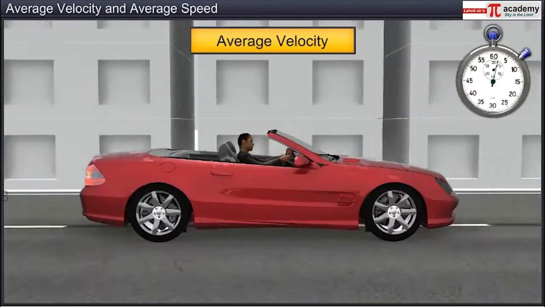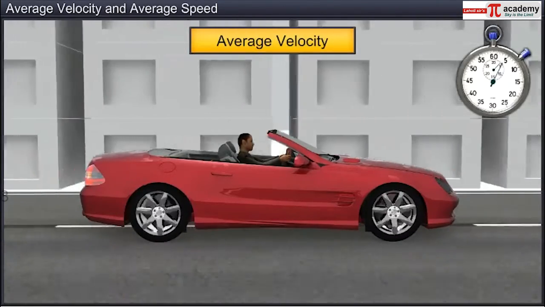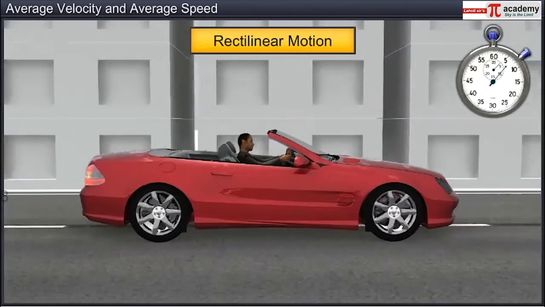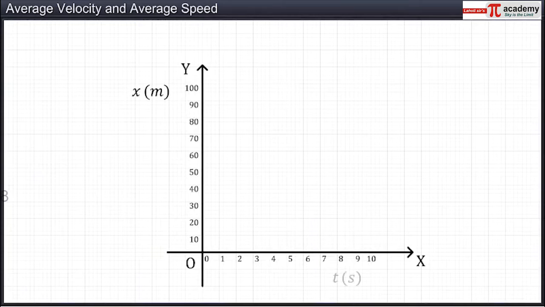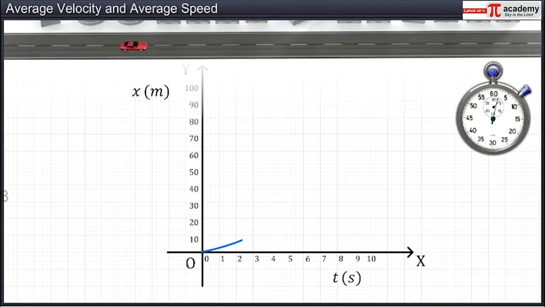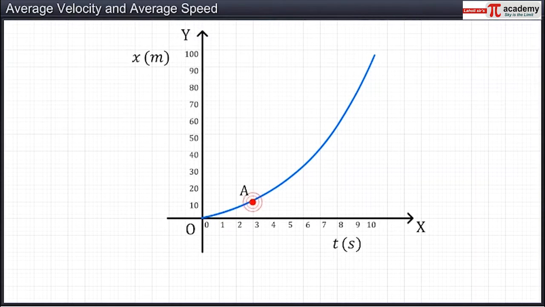Let's start with average velocity. A body moving in a straight line is said to be in a rectilinear motion. Let's plot an x-t graph of this motion. A body starts at the origin and travels through a certain distance x meters in time t seconds. Let us mark 2 points A and B on the graph obtained. Let us study the motion of the body from point A to point B in detail.